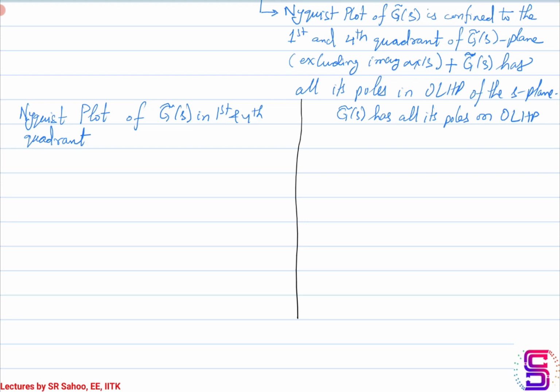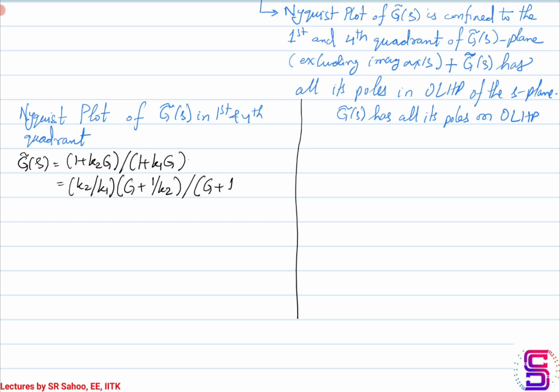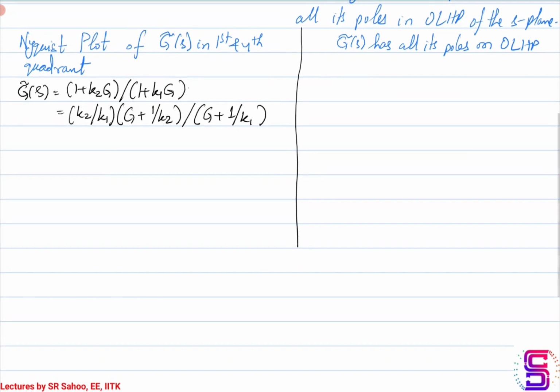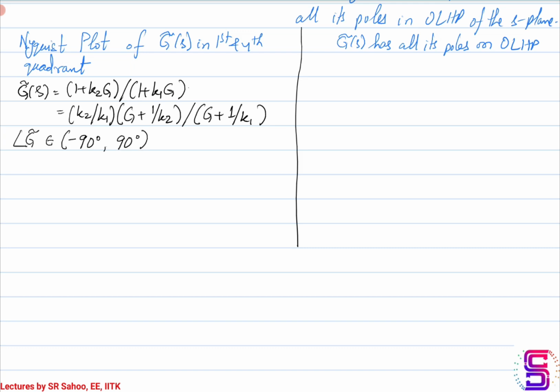Now, as you already know, G tilde S is nothing but 1 plus K2G divided by 1 plus K1G, which also can be expressed as K2 by K1 multiplied by G plus 1 by K2 divided by G plus 1 by K1. Since we need the Nyquist plot of G tilde to be in the first and the fourth quadrant, essentially it means that G tilde should have a phase that lies between minus 90 degrees to plus 90 degrees, of course, with the boundary points excluded.